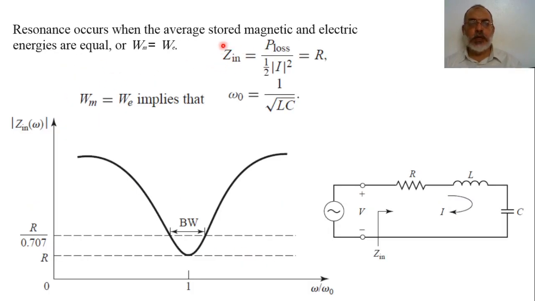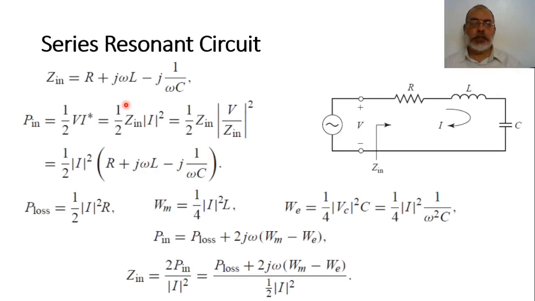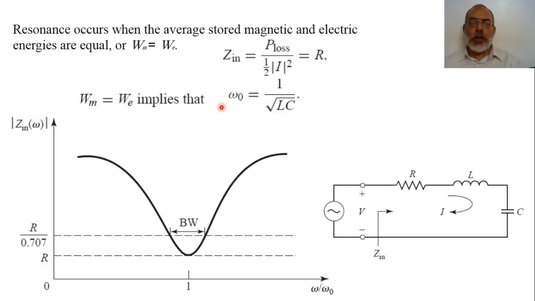So at resonance, the input impedance Z input equals P losses over half I squared, which actually equals the value of the resistance. And as I mentioned, resonance occurs when the stored magnetic energy equals the stored electric energy, or in other words, when the reactance of the inductive part equals the reactance of the capacitive part. So this occurs when j omega L equals 1 over j omega C, or in other words, omega, the frequency at which the resonance occurs, equals omega naught, which equals 1 over square root of L multiplied by C. So the resonant frequency of this circuit equals 1 over square root of LC.